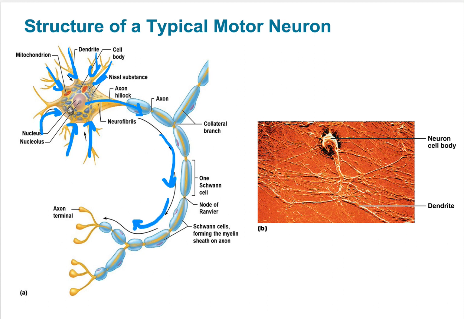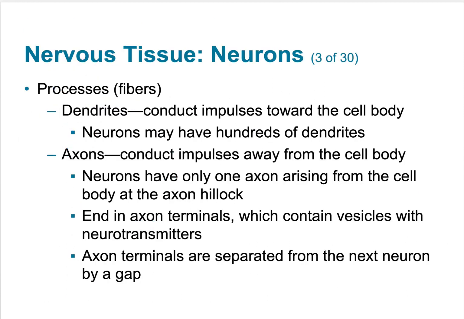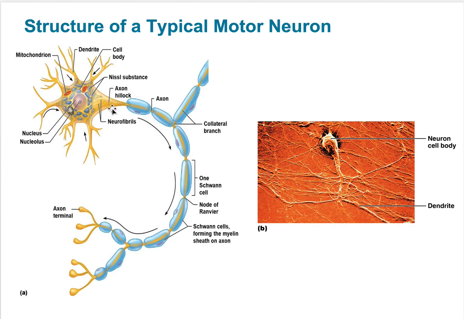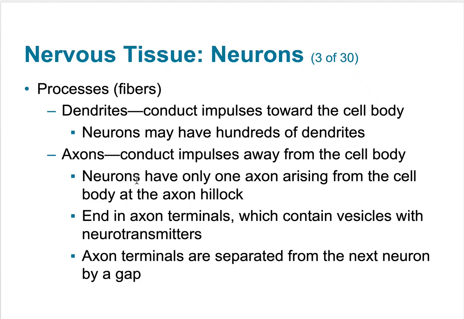Okay, so dendrites bring in the information, so they conduct it towards the cell body, where then it can get processed. Axons conduct impulses away, so think axon and away. They conduct signals away from the cell body. Neurons have only one axon arising from the cell body, and where the axon leaves the cell body is called the axon hillock. And if you look here, you can see that. Here's the axon hillock. This is where the cell body starts to taper, and it'll form the axon, and that's what we call the axon hillock. So you can see how it has one tail, one axon, but it's got lots of different dendrites there.